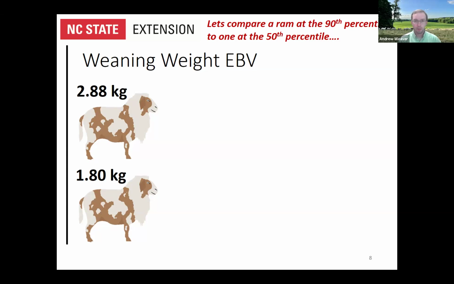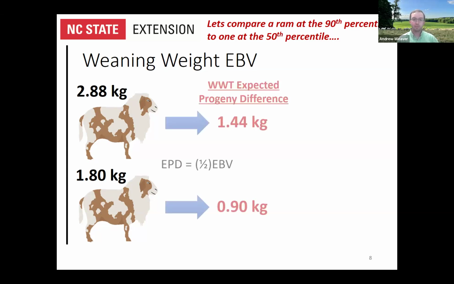We know that an individual only passes on about half of their genetic merit. And so an EPD, an expected progeny difference, is simply half of an estimated breeding value. So if we take the estimated breeding value, divide it by 2, we're going to get the expected progeny difference, or what genetic potential they would pass on, what we expect them to pass on to their offspring. And so if we divide each one of these by 2, the ram on the top would hypothetically give 1.44 kilograms. The ram on the bottom would give 0.9 kilograms. So then we can compare these two individuals.